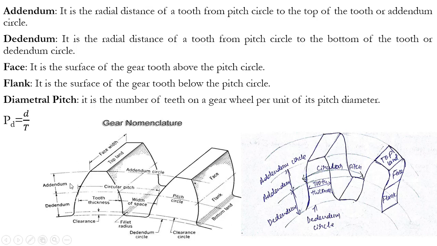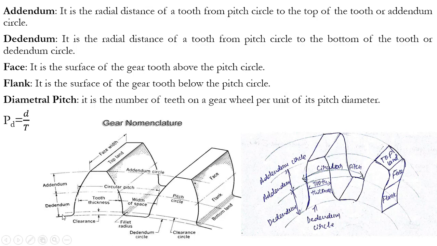That is fine. And next again, let us see what is dedendum. It is the radial distance of a tooth from pitch circle to the bottom of the tooth or to the dedendum circle. So this radial distance, that is toward downward from this pitch circle, to the dedendum circle is called as dedendum, or you can call it a radial distance from pitch circle to the bottom of the tooth is called as dedendum.